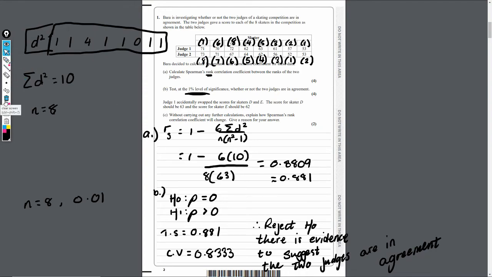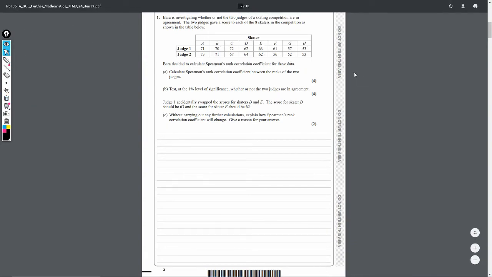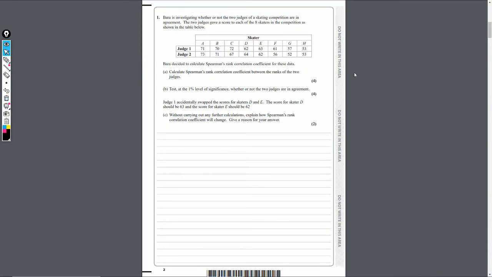And then finally for part C, we just clear everything else. It just tells us that Judge 1 accidentally swaps the scores for skaters D and E. So the score for skater D should be 63 and the score for skater E should be 62. So what you've got to think about here is just switching these around. Now, if you switch these around, what would happen is you'd have your 62 here, and this would be your 63. And what actually happens because of that is when you do the subtraction here, this would give you a d squared of 0.